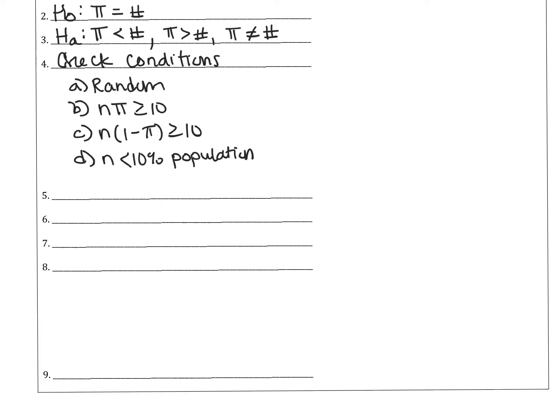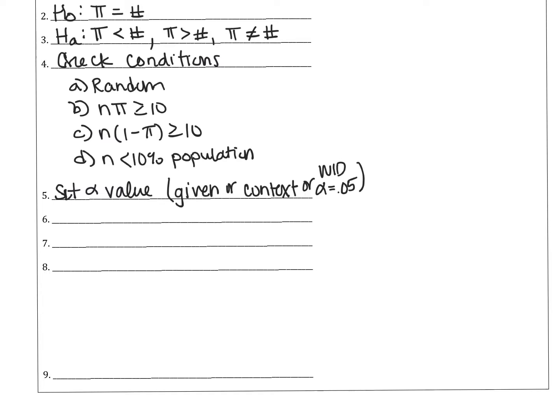For step 5, we set our alpha value, and there's a couple ways that you can do this. It's usually given to you. If it's not given to you, then you're going to be asked to look at the context of the problem and weigh the consequences of a type 1 or 2 error and choose appropriately. Or, when in doubt, there's no serious consequences, choose alpha equals 0.05.